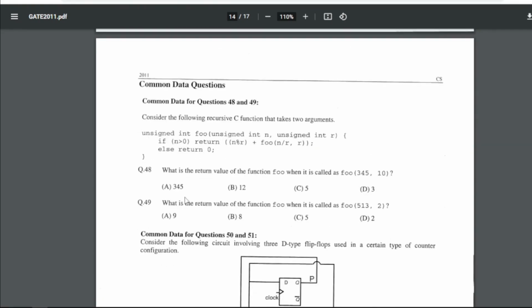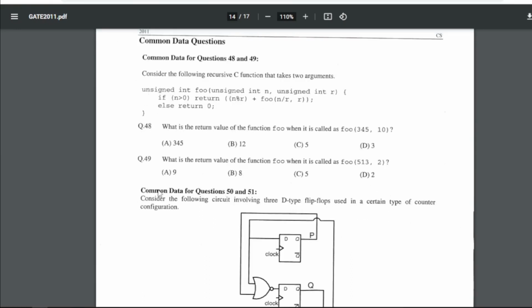Next question is the problem statement. Consider the following recursive C function that takes two arguments. This one. Now, what is the return value of the function foo when it is called as foo 3, 4, 5, 10? So for 48, our answer will be B, that is 12. Now 49, what is the return value of the function foo when it is called 5, 1, 3 and 2? And for 49, we will get the answer as D, that is 2. So you can hit and trial with the program and will get the same output.